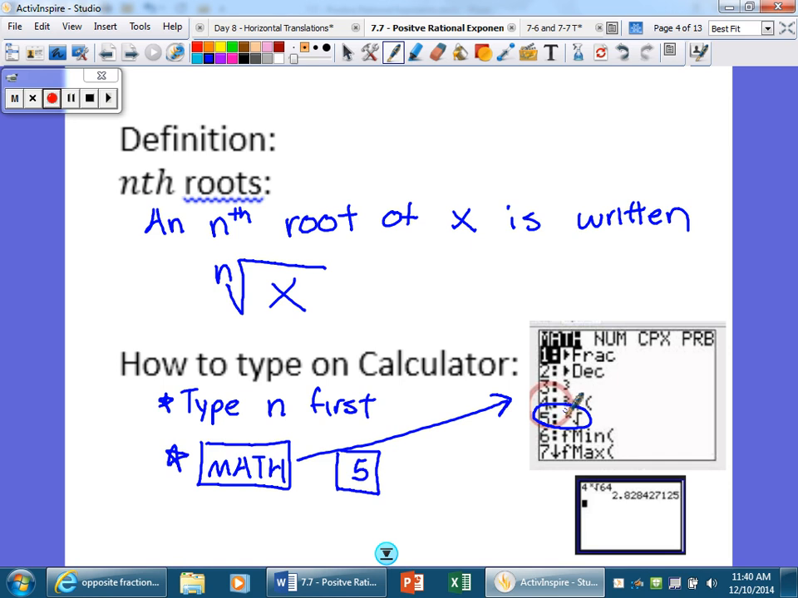The reason we put the number first is because if we want the 5th root, it'll put a 5 there for us. And then you just type the number in. So, for instance, if we're doing the 4th root of 64, this is how it would look on your calculator. And then it'll give you the answer. So that's what you're going to be practicing a lot today, and how to actually solve all of these.